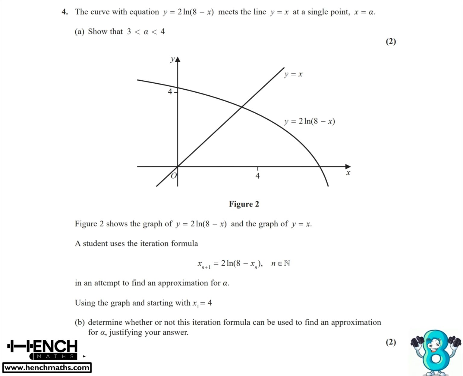Question 4. The curve with the equation y equals 2 times the natural log of 8 subtract x meets the line y equals x at the point x equals a. So first of all, we need to show that the solution a lies between 3 and 4. We then have our diagram of these two functions, and then it's asking us whether we can use that initial value x is 4 to approximate our solution using an iterative formula.